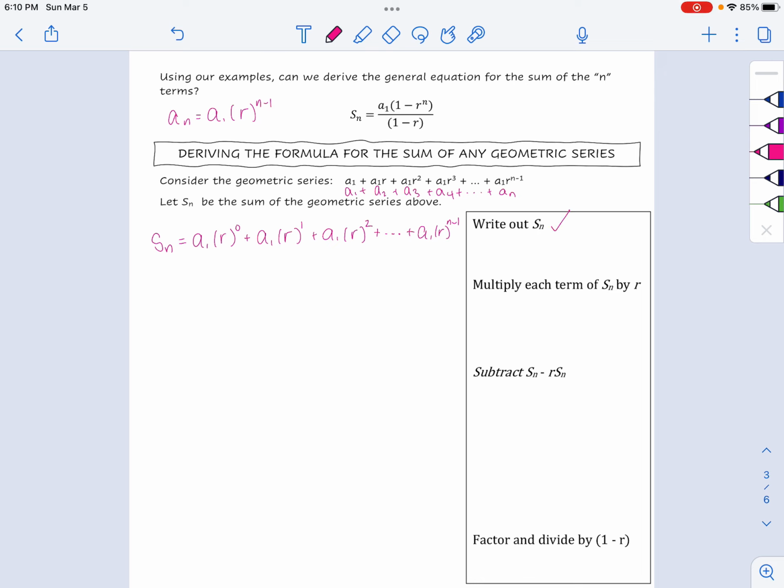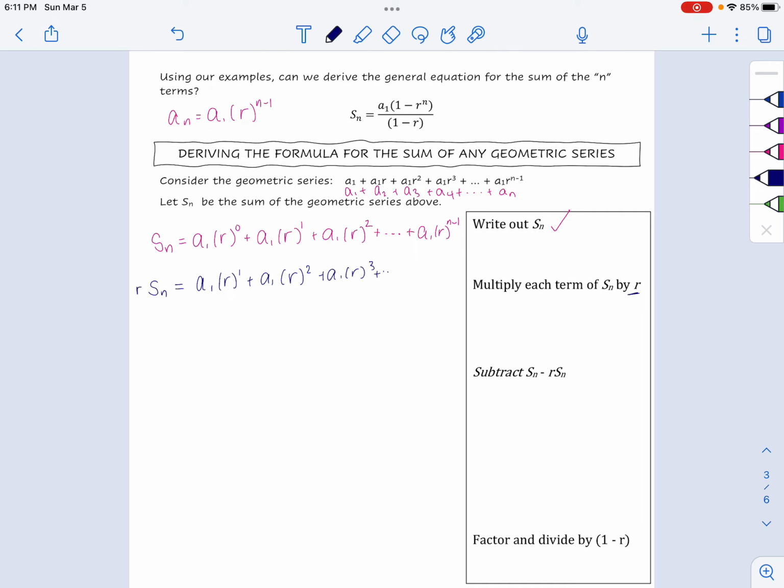All right, step 1. Step 2 is multiply each term by r. Okay, we did this before. Now I'm going to multiply the whole equation by r. So we have r S sub n. Now, what happens when I multiply each one by r? Well, r to the 0 times r to the first, we add 1 to each exponent, right? Because we're multiplying by 1 more r. So here, a1 r to the 0 becomes r to the first, plus a1 r to the first times r becomes r squared. Multiplying r squared by r, we get r cubed.